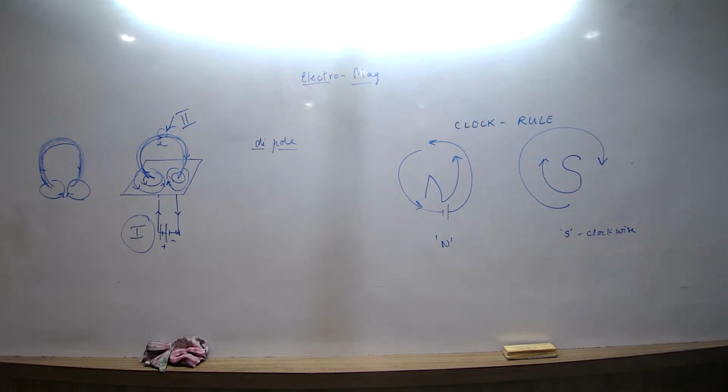Now in your notebook, please take down quickly. What is the last thing I have given you? You have written about the right hand. Okay, now the next heading: magnetic field due to current in a loop. Or you can also write in bracket, or in a circular coil.